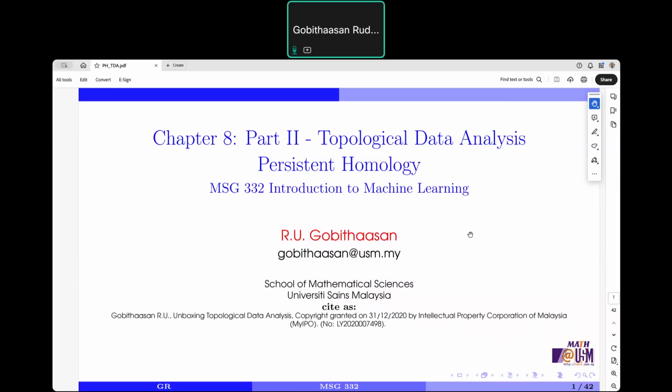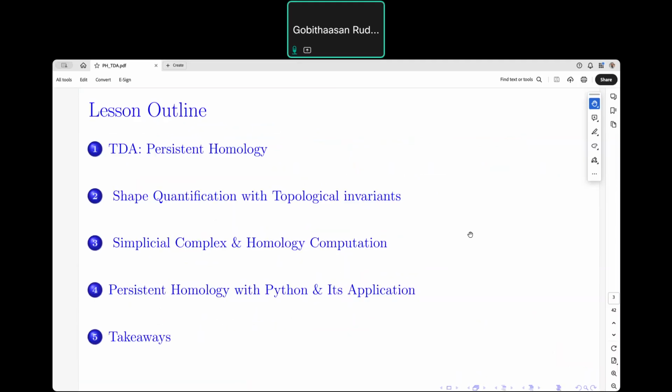Hello, hi there. Today we are going to look at the second part of persistent homology. The first part of persistent homology was the introduction of how we can quantify shapes. That would be the second subtopic of what we did in the previous lecture: shape quantification with topological invariants.